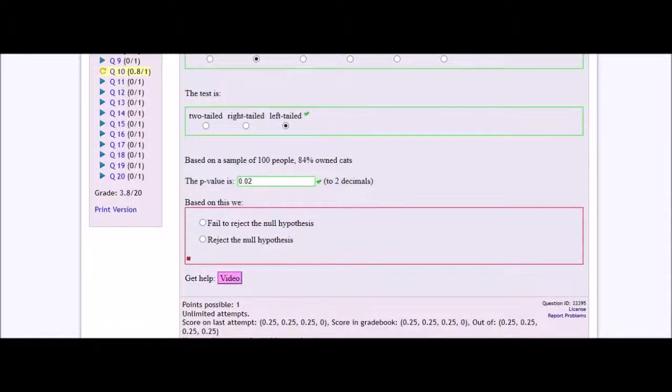And then based on the p-value, we're going to determine whether we're going to reject or not reject the null hypothesis. In this case, I see that the p-value is greater than alpha, which is 0.005 compared to 2%. So we're going to fail to reject the null hypothesis. We're not going to reject the null hypothesis.